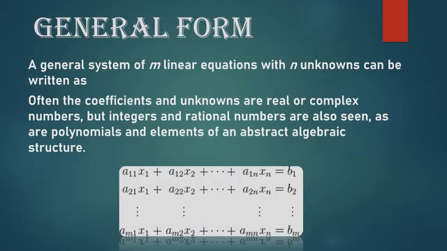Let's see about the general form of an equation. A general system of m linear equations with n unknowns can be written as am1 x1 + am2 x2 + and so on up to amn xn = bm, as shown in the figure. Often the coefficients and unknowns are real or complex numbers, but integers and rational numbers are also seen, as are polynomials and elements of an abstract algebraic structure.